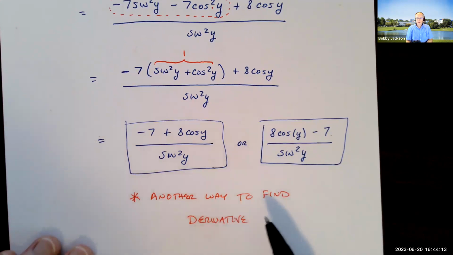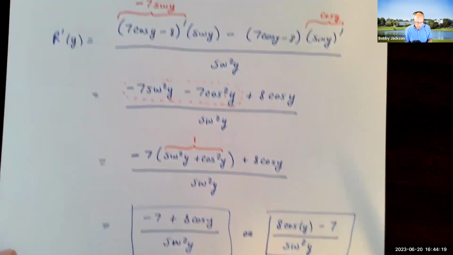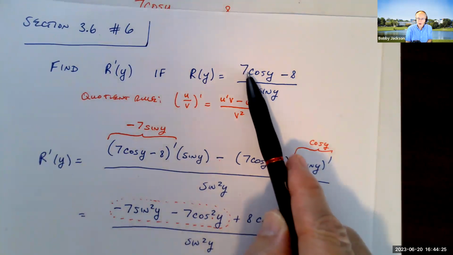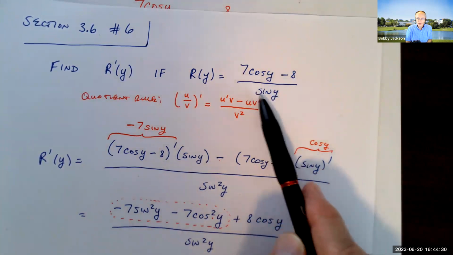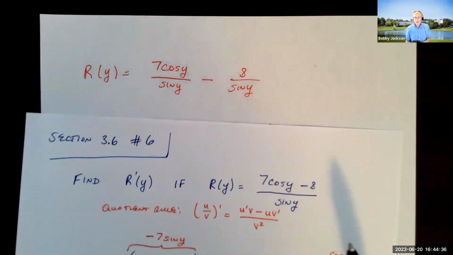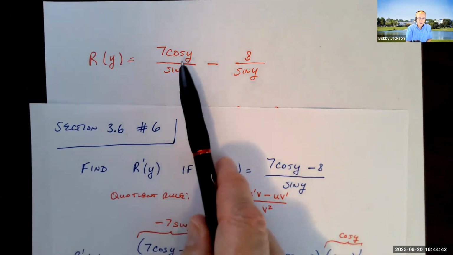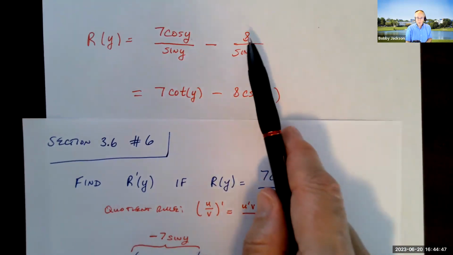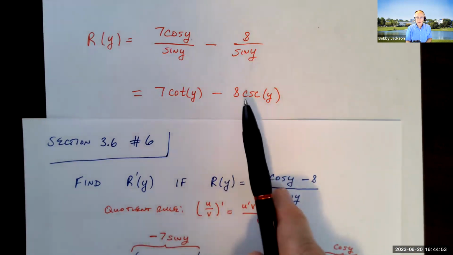Okay, I'm just going to show you real quick another way to find the derivative. You don't have to use the quotient rule in this problem. You can notice you've got a numerator, 7 cosine y minus 8. You can divide the numerator by this denominator, distribute that right through, dividing by sine of y on both of those. I can break it up into two separate fractions. And then I can rewrite cosine y over sine of y as cotangent y, and 1 over sine of y is cosecant y. So I get 7 cotangent y minus 8 cosecant y.